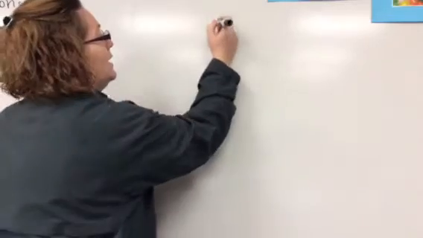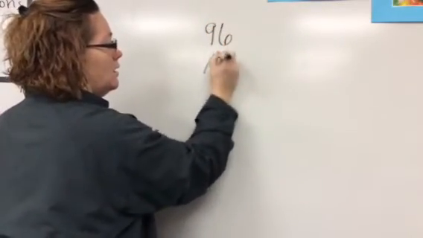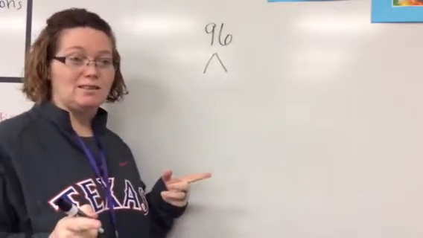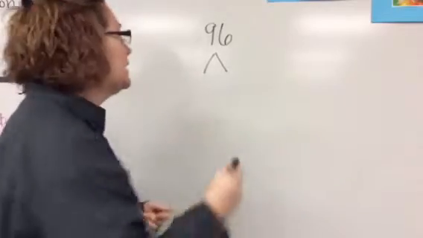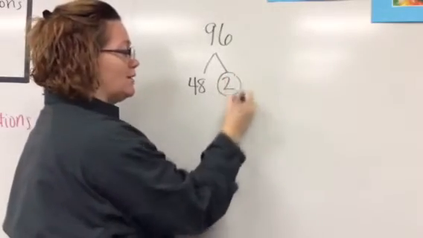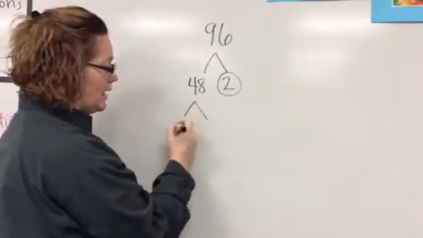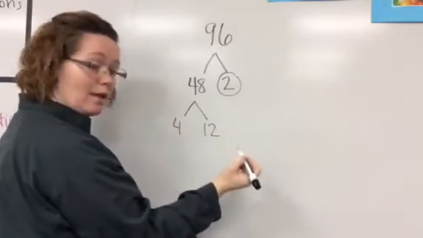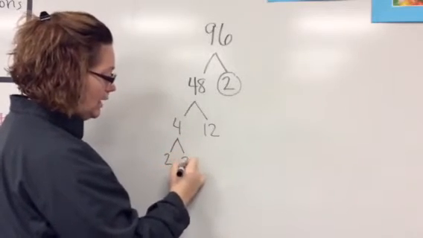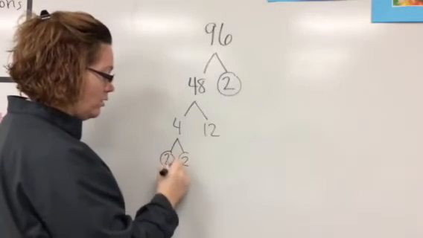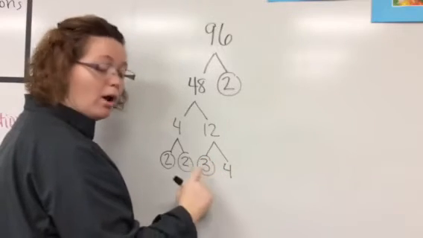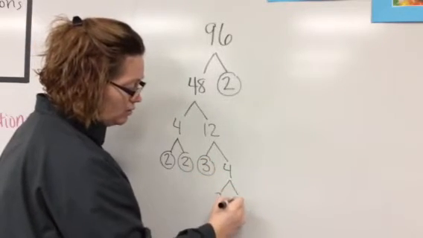Okay, what if I try 96? I don't know what goes into 96, but I know that 48 does. I don't know the smaller factors, but 48 times 2 is 96. So I could start with that. Okay, 2 is prime, so I circle it and I keep going over here. 48, I could say 4 times 12, that works. Both of these are composite. So 4 is made up of a 2 and a 2. I only circle it when it's a prime number. 12 is made up of 3 and 4. 3 is prime, but 4 is not. 4 is made up of 2 and 2.